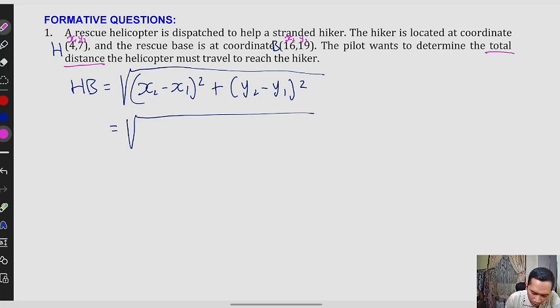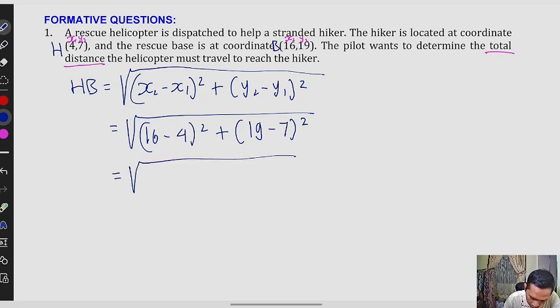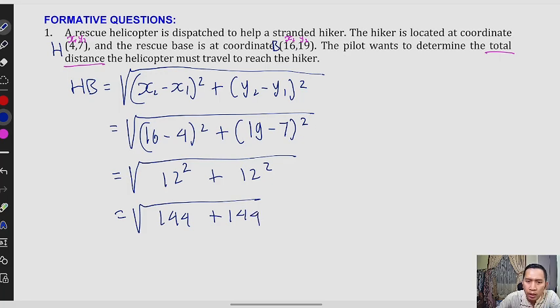Okay. Now let's subtract. I change to the blue first. We have 16 minus 4, and then we square it. And then plus y2, we have 19, so 19 minus 7, and we square it. And then let's calculate, everyone. We have 16 minus 4 is 12. So we have 12 squared plus 19 minus 7, also 12. So we have the square root of 144 plus 144.